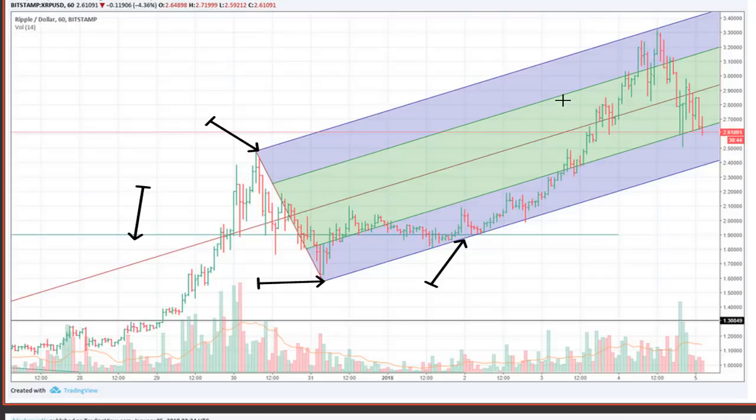Now sometimes it will actually test this, which is your median line. It tested the median line, it broke it, went up, tested the top, came back down, and the median line is actually very good. Median line will tell you whether it's actually going to go back up or down.